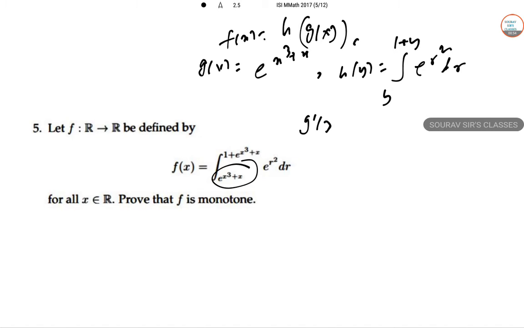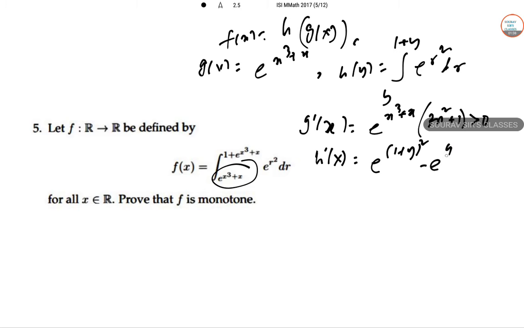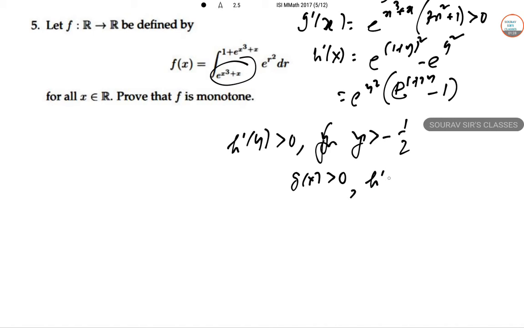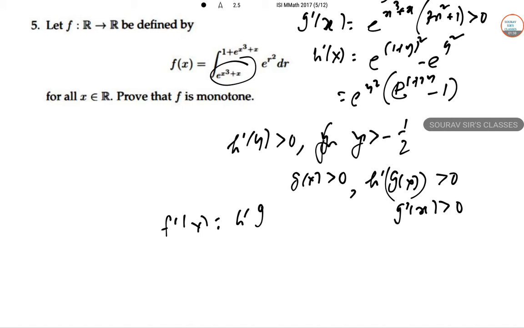So we take the first order derivative. g dash x equals e to the power x cube plus x times 3x square plus 1, which is greater than 0. h dash y equals e to the power 1 plus y whole square minus e to the power y square. Taking e to the power y square common, we get e to the power 1 plus 2y minus 1. In particular, h dash y is greater than 0 for y greater than minus half. Since g(x) is positive, h dash of g(x) is greater than 0, and g dash x is positive. So obviously f dash x equals h dash g(x) times g dash x, which is greater than 0.